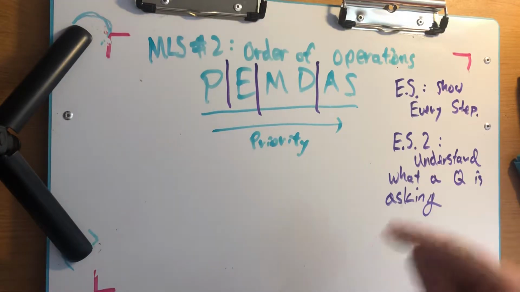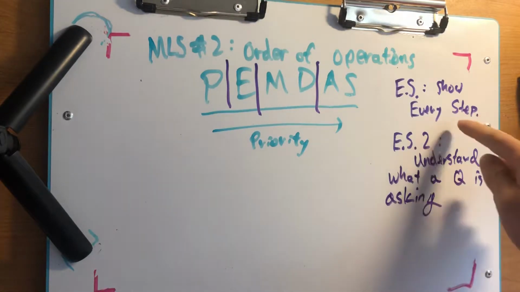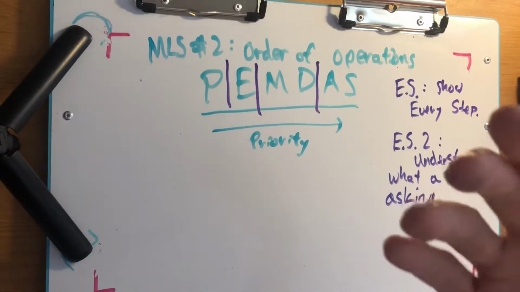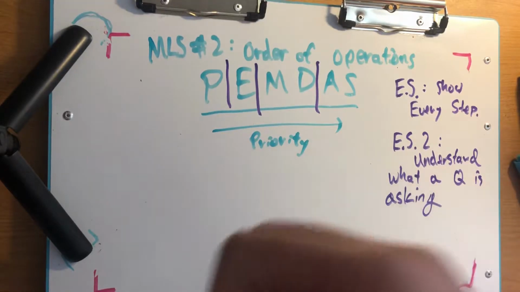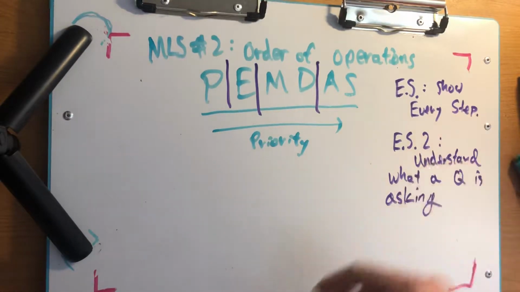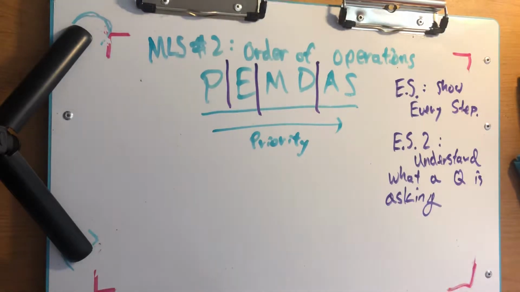Number 2 is I want to cover two essential skills before we actually get to some of our practice examples. Number 1 is we want to show every step of what we're doing. And essential skill number 2 is we want to understand what a question is asking. If possible, I'd like students to have a notebook out and write down these two essential skills, and take note when Mr. Yao is doing this example and he's showing every single step, or he's asking himself, what is this question actually asking for us to figure out?